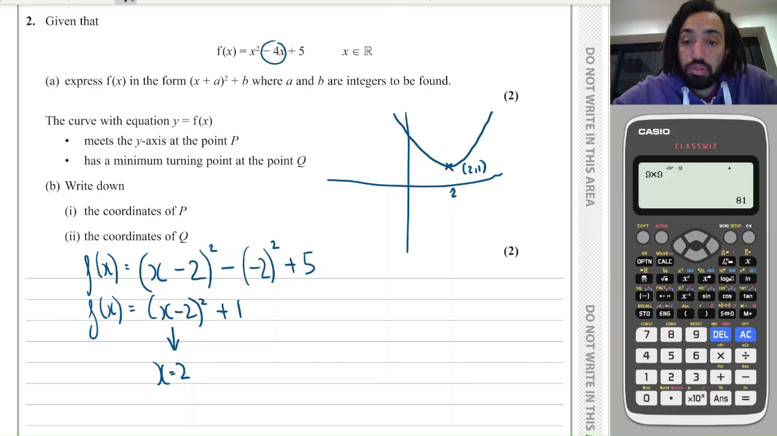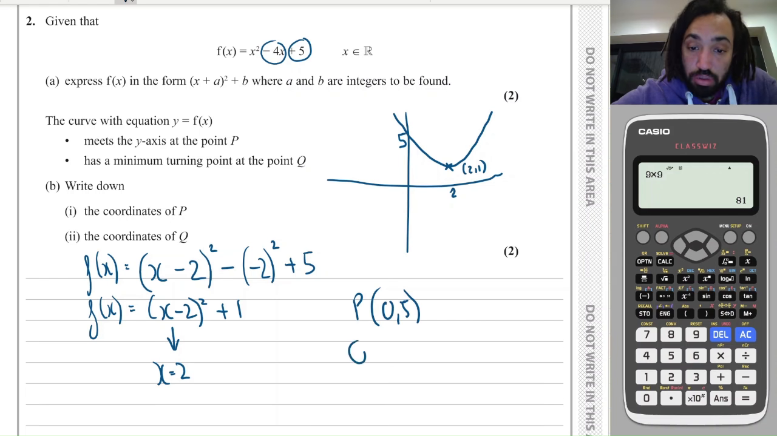And where does it cross the y-axis? Well, that's the y-intercept. If we look at the original equation, we're adding on 5. So we're going to cross there at 5. So therefore P is the coordinate 0, 5, and Q is the coordinate 2, 1.